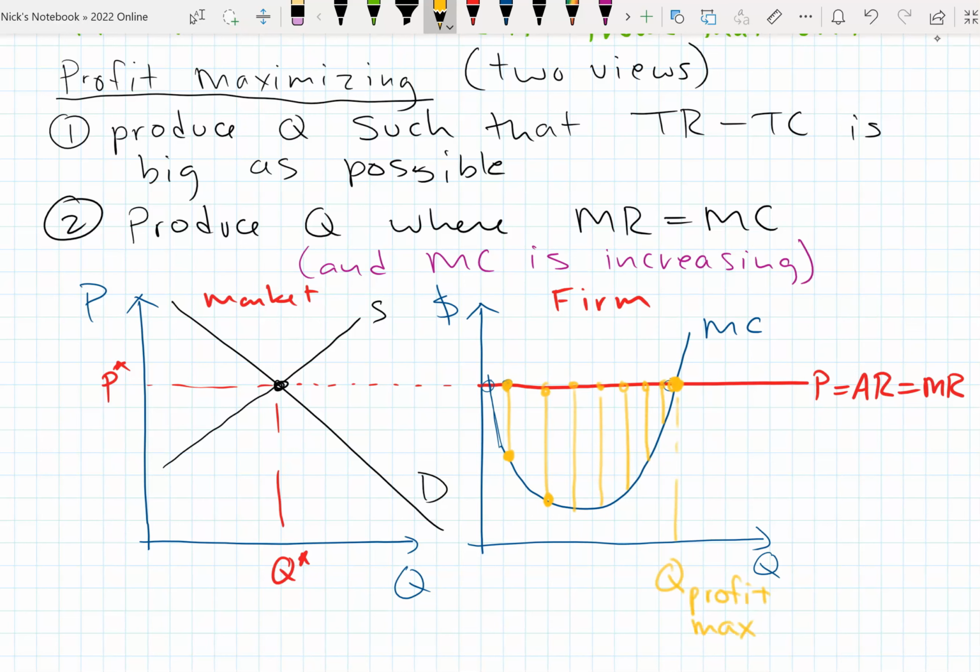All the other units in between, we got more profit by selling them because the extra cost for that unit was less than the extra revenue we got from that unit. So that's why we come up with this rule about producing where marginal revenue equals marginal cost.